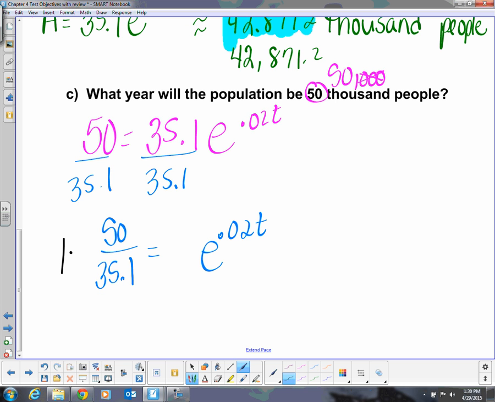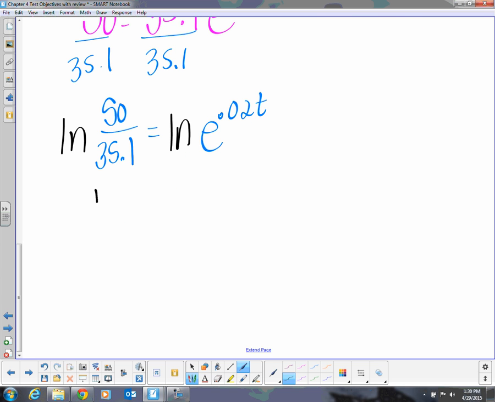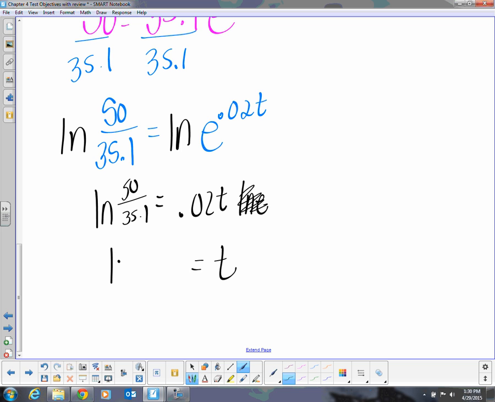Now what are you going to do? Natural log of the left, natural log of the right. So, what does the natural log do to the right? It allows that exponent to come forward. And ln e is 1, so that cancels. So now how do you solve for t? First you have to do ln. If you're on the backwards calculator, you have to do 50 divided by 35.1 equals, ln equals, and then what? Then divide by 0.02.